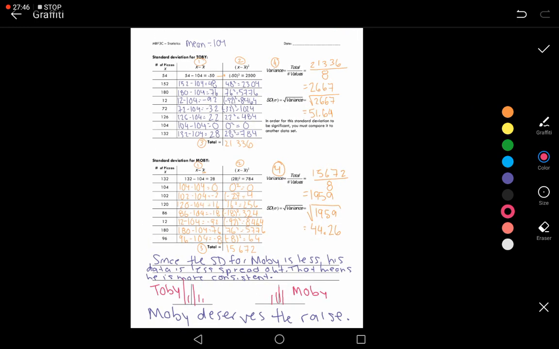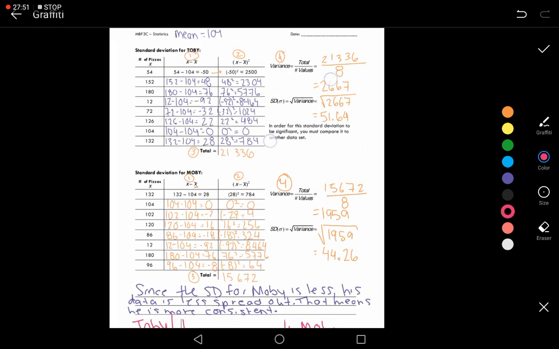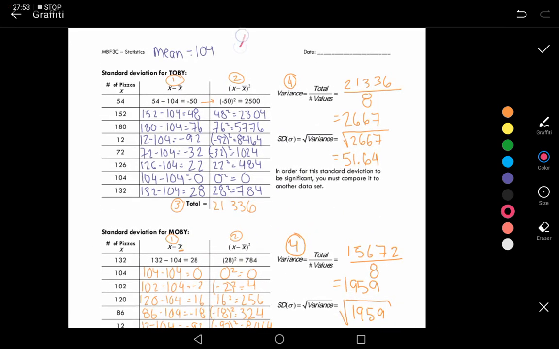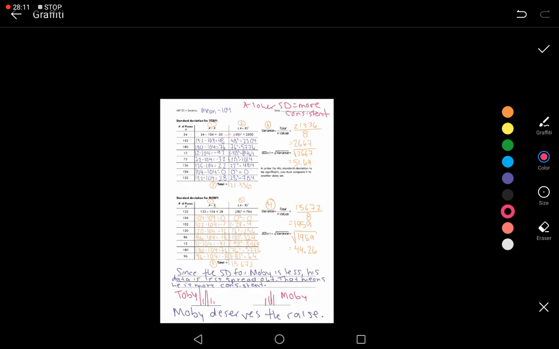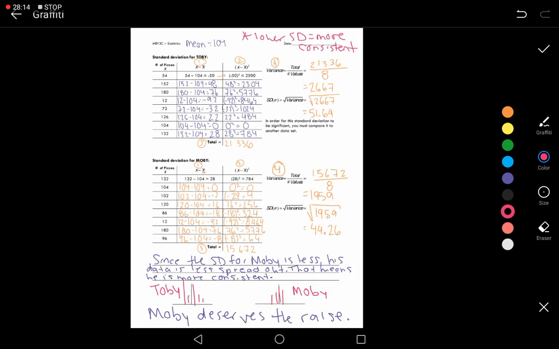Okay, so again, just as a quick summary point, and I don't really have space to do it, so we'll go up here by the date. Lower standard deviation equals more consistent. Okay, that is the main thing that you should take away from this note here. Okay, and this is the end of the 5th lesson of our 4th unit on statistics.